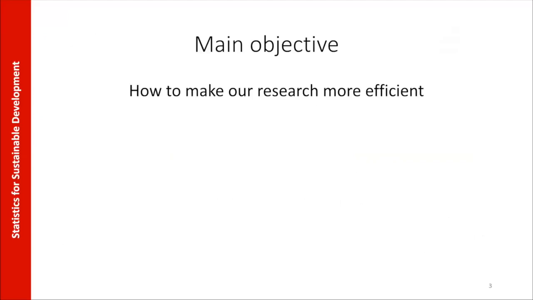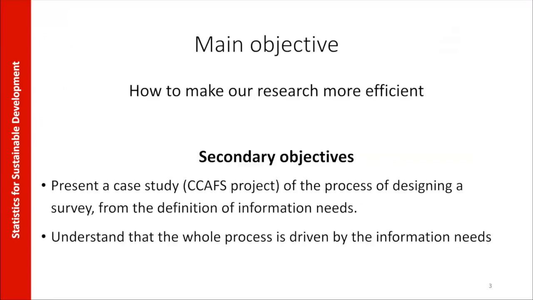So the main objective of this webinar is how to make our research more efficient. With two secondary objectives. One is presenting a case study, the CGIAR project, that follows the whole process of designing a survey from the definition of information needs. And a second secondary objective is to understand that the whole process is driven by the information needs.